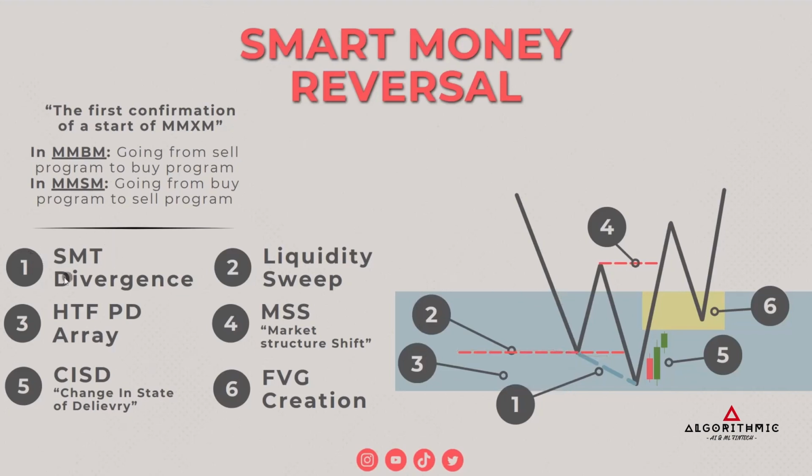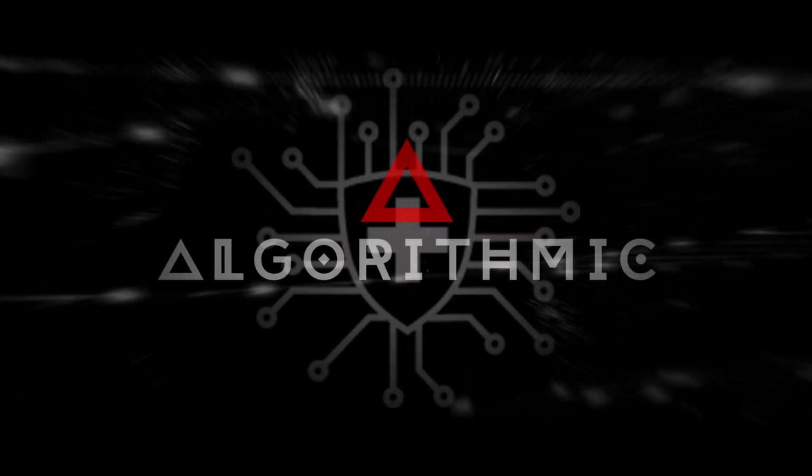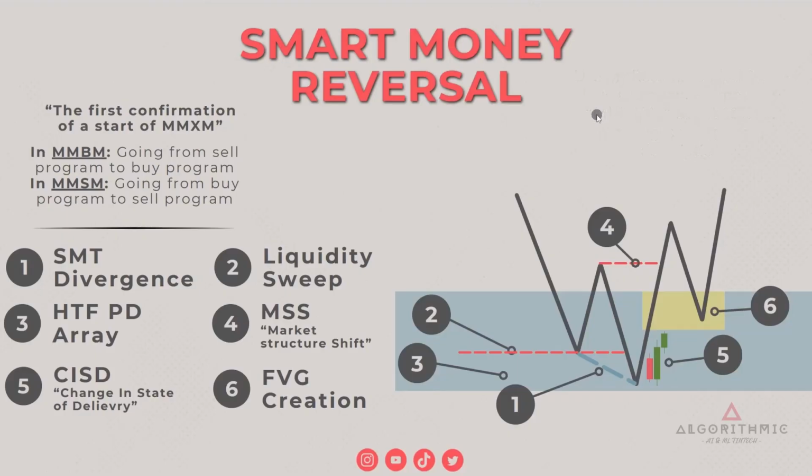Next is SMT, the divergence. What is that? This is when we have two correlated pairs, for example EU and GU, euro dollar and pound dollar. Those two pairs are directly correlated with each other, so when one is going up, the other one should be going up. Let's consider this as Euro USD. You see this low was taken there, but in pound dollar you could see something like this, and it goes up from there, not taking this low. So that's an SMT divergence.